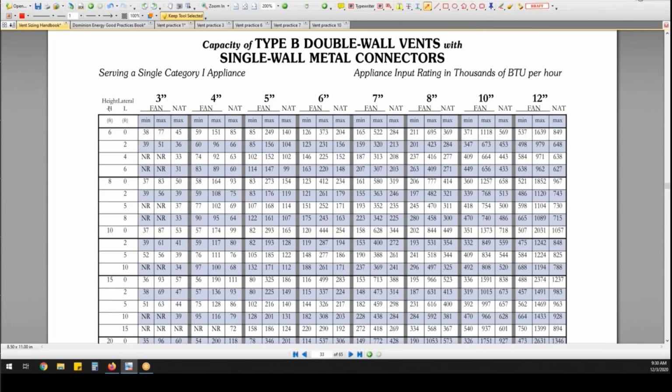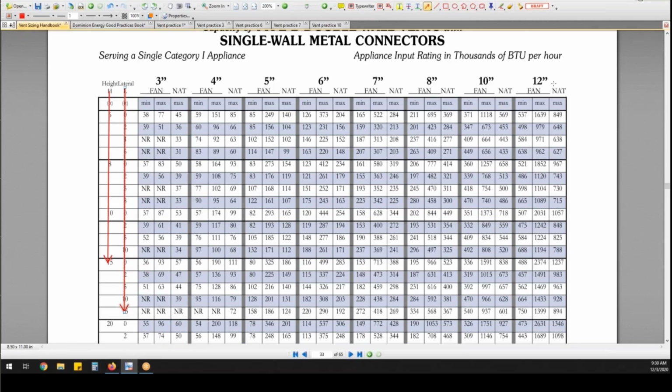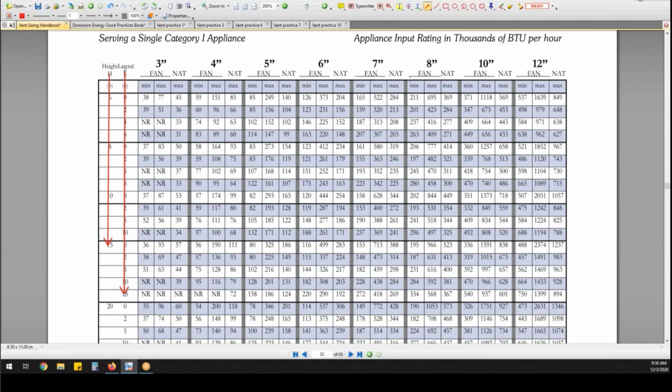So I'm going to come over to my height. I'm going to run down to 15. And again, I'm going to come over to my lateral. They gave me a 15-foot lateral on this guy. That's a lot of sideways run. Now, let's find out if we can do this with a single wall connector.